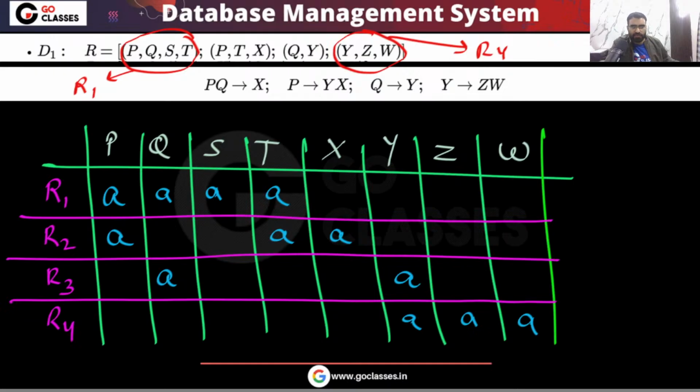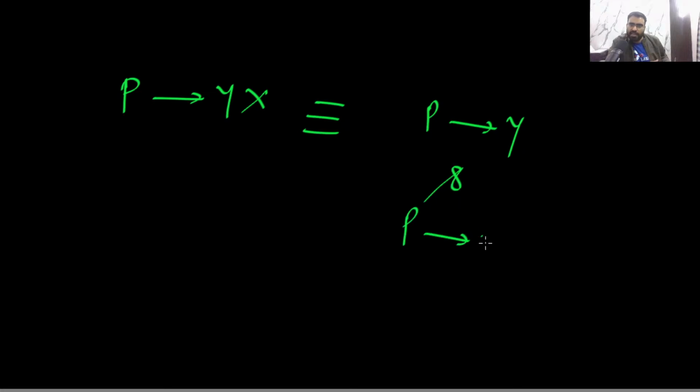Now we will apply the functional dependencies. Yes or no? Okay, let's apply them. You can easily see this is very easy. Let's apply the functional dependency P determining YX. What does it simply mean? It means P determining Y and P determining X, because every functional dependency can be split on the right-hand side, as you already know. So if you have P determining YX, you can also write it as P determining Y and P determining X.